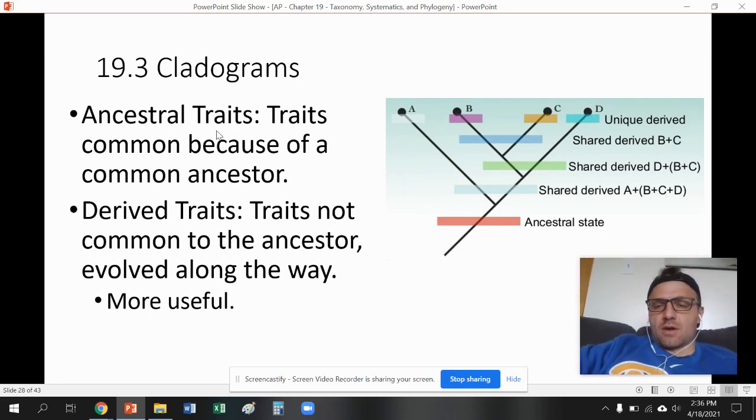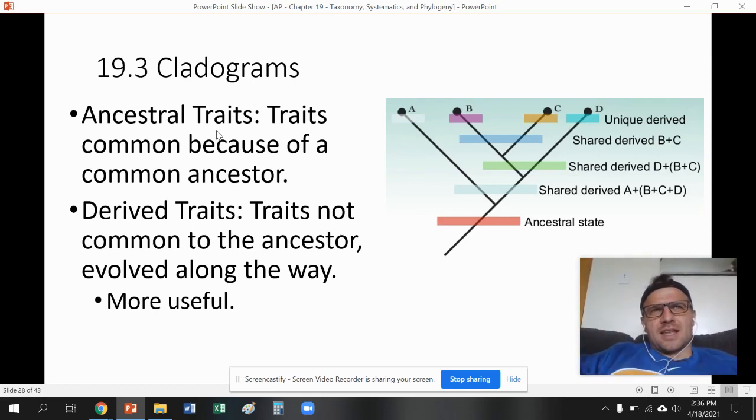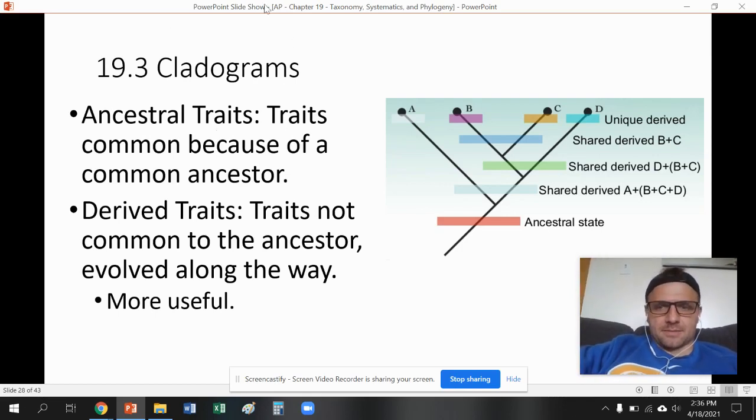So ancestral traits are basically older. It's tough to describe. They evolved earlier on, and so all the species have it. Derived traits are less common. They're more unique, if that makes sense.